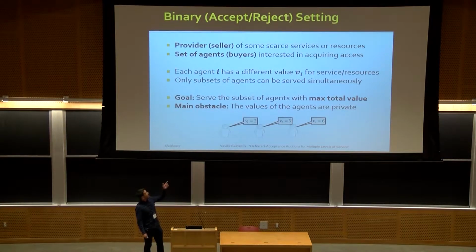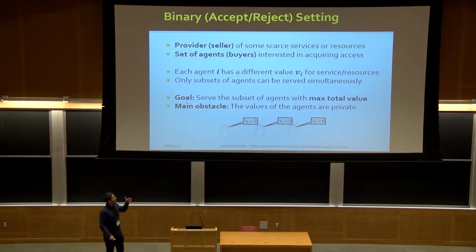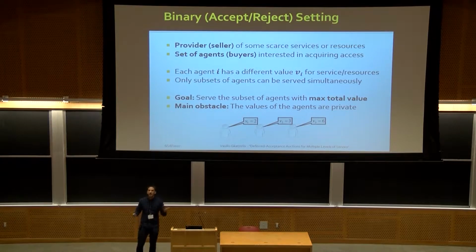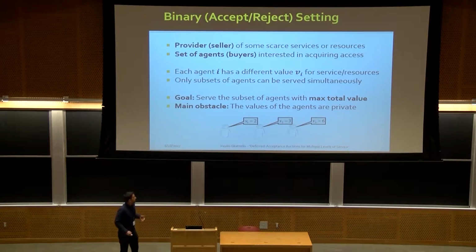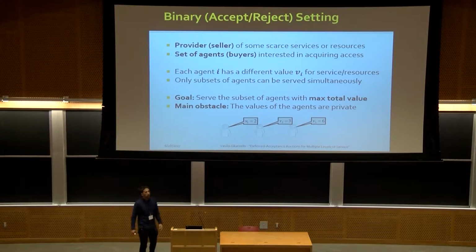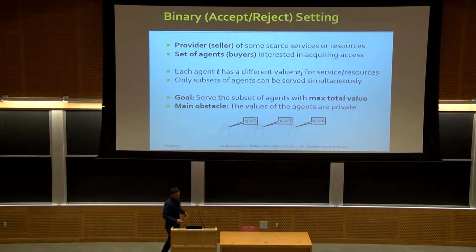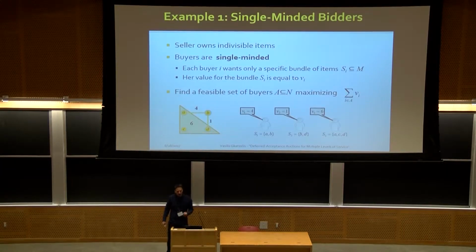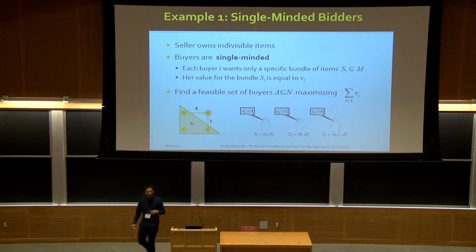And we have some constraint. The resources are scarce in the sense that some subsets of the agents can be simultaneously accepted or served, but not all of them at the same time. So somehow we have to decide. Our goal is to serve a subset of the agents that maximizes the total value. The main obstacle, of course, is that the values are going to be private, so we're going to try to elicit these values, and that's what these auctions are trying to do.